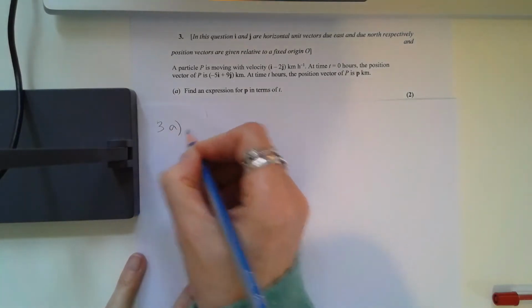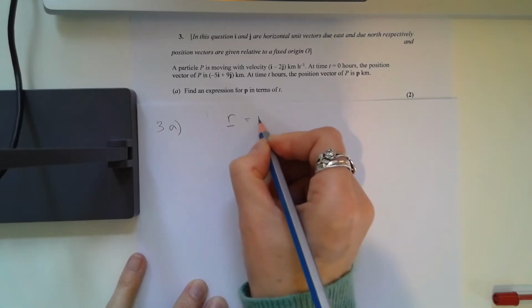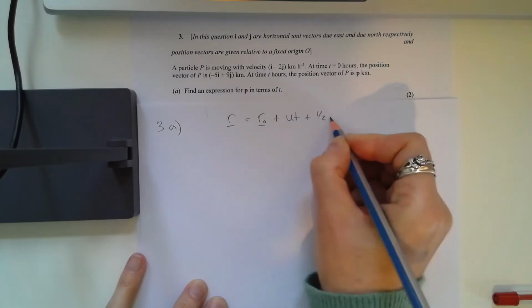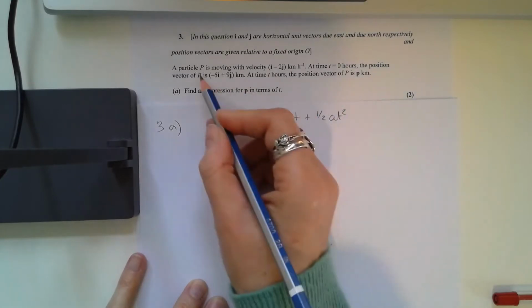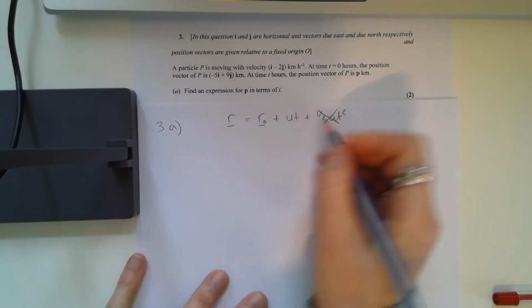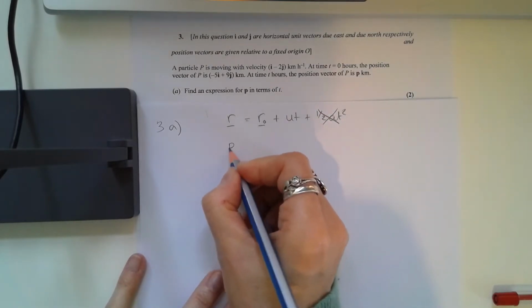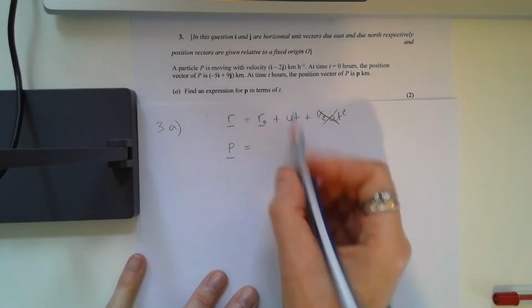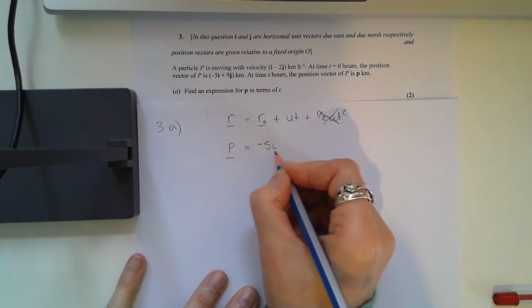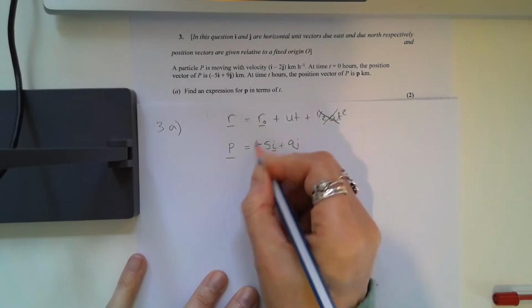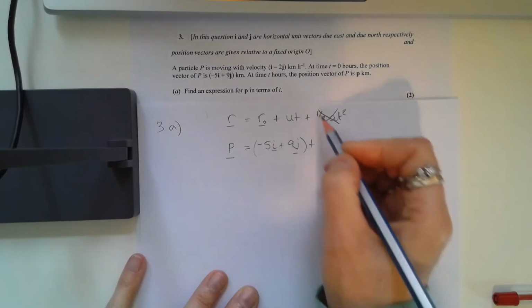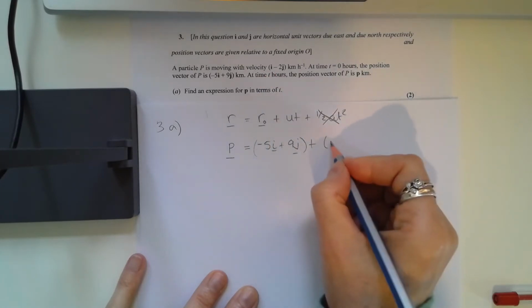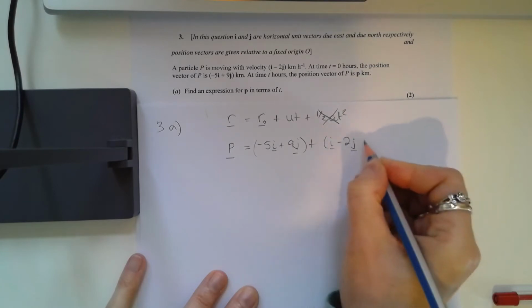So I'm going to use the position vector formula that position is equal to position at time 0 plus displacement, ut plus half at squared. We know that it's moving with constant velocity, so acceleration is equal to 0. So the position of p is equal to, at time equals 0, its initial position is minus 5i plus 9j, plus, and then velocity v is constant, so initial velocity is the same as this, (i minus 2j)t.